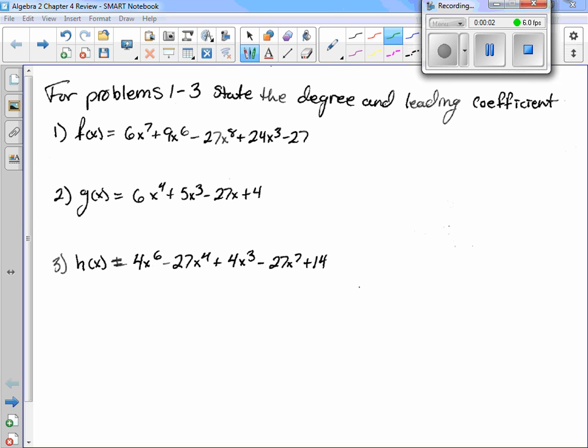We're going to go on and get started with the review. So looking at questions 1 through 3, are there any questions on problems 1, 2, or 3, stating the degree and leading coefficient?